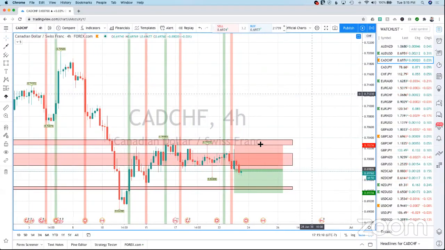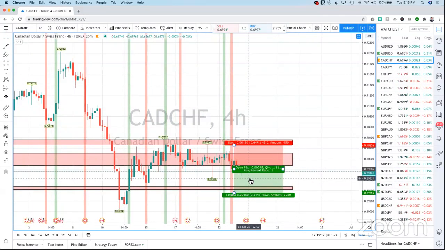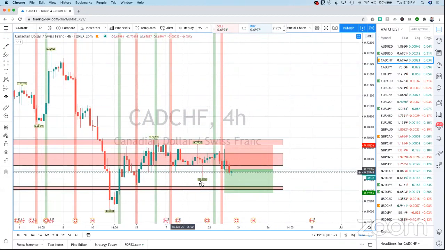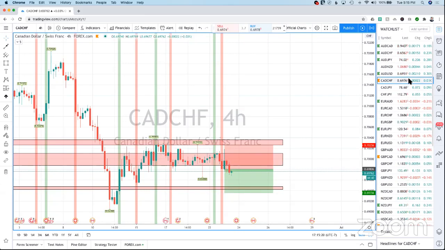This was another one that I marked up this morning. It was CAD CHF. I just thought it would look a little iffy. That's why I didn't call it. It didn't really move very much. And as you guys are aware from this morning and last night, there's some weird movement.